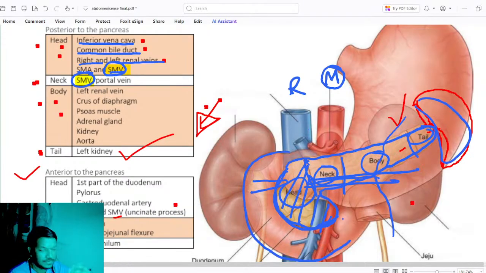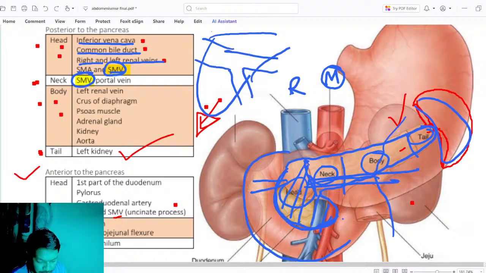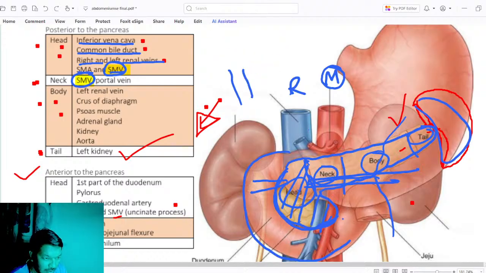Superior mesenteric vein, and portal vein, because superior mesenteric vein along with splenic vein forms the portal vein. So exactly this part is behind the head and the neck. This part, especially here. Okay. Then body. Body is simple.